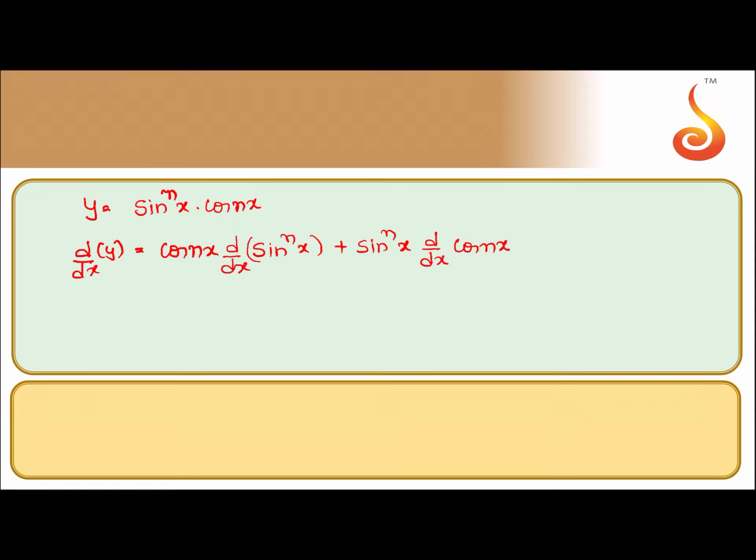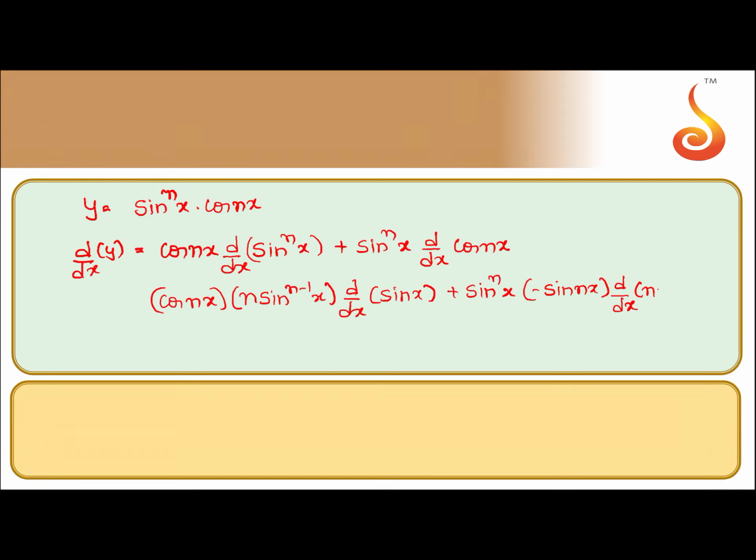Now, it behaves like cos nx into the derivative of sin to the power nx, which is n sin to the power n minus 1 x into d by dx of sin x, using the chain rule. Similarly, sin to the power nx into the derivative of cos nx, which is minus sin nx into d by dx of nx.